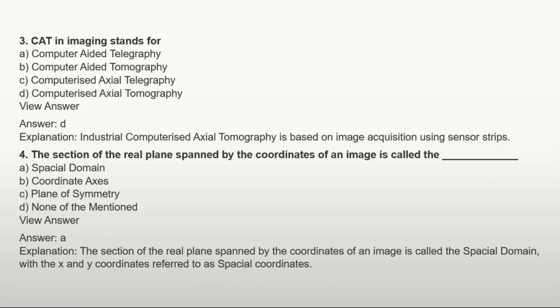So our new question: the section of the real plane spanned by the coordinates of an image is called dash. Options: spatial domain, coordinate axis, plane of symmetry, and none of the mentioned. So the answer is option A, that is the spatial domain. The section of the real plane spanned by the coordinates of an image is called the spatial domain, with the x and y coordinates referred to as spatial coordinates.